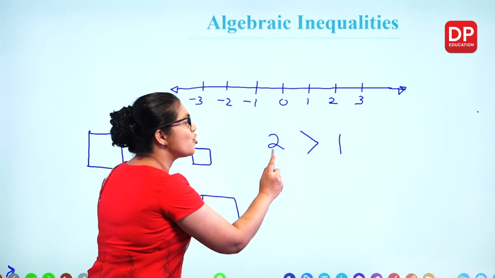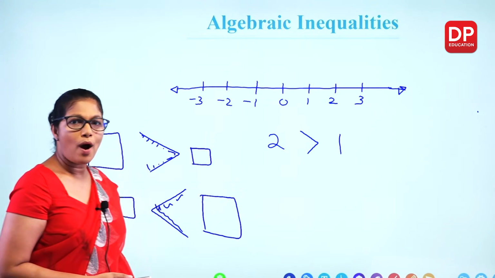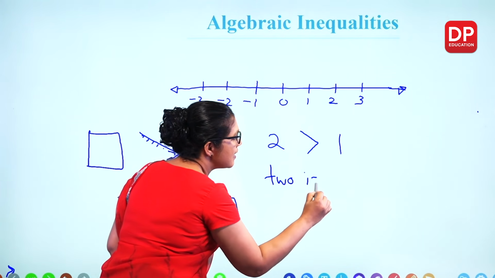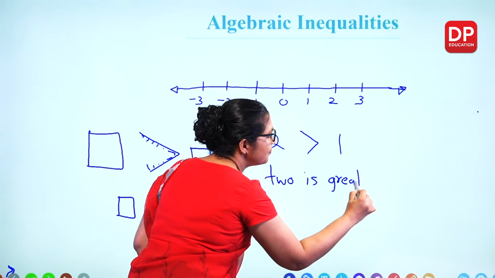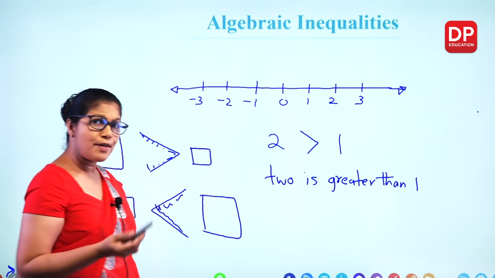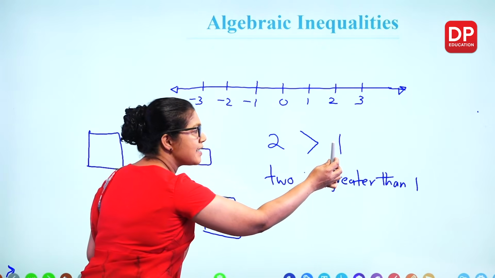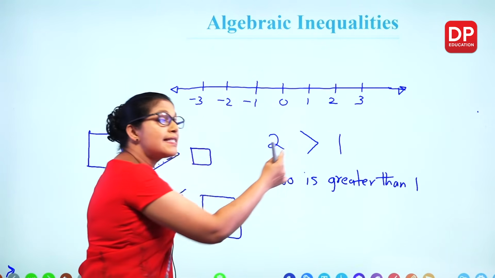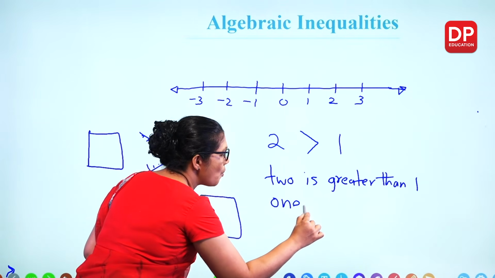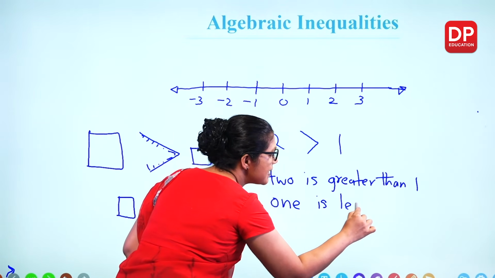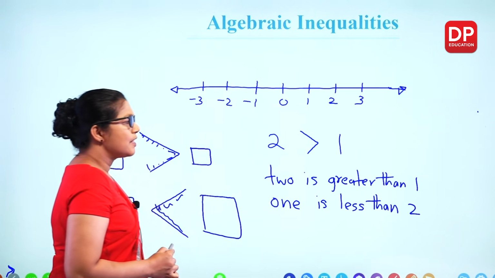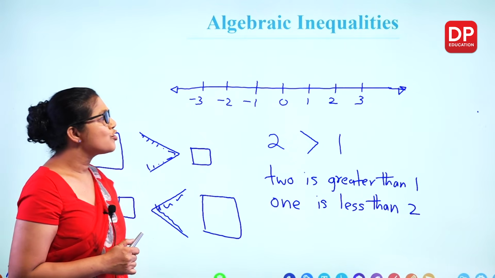So here 2 is greater than 1. If I want to write the other way around, I can start from the right hand side. 1 is less than 2. I can write that also. 1 is less than 2.